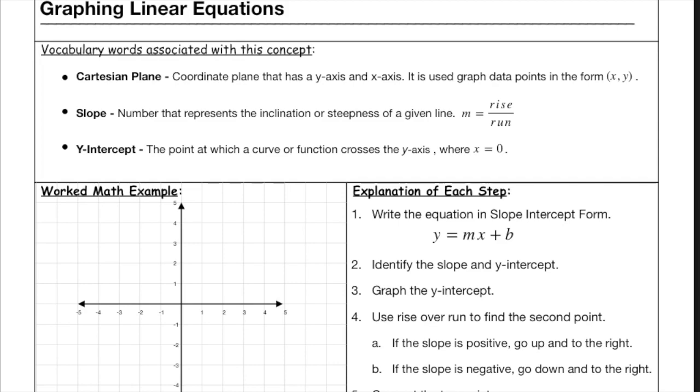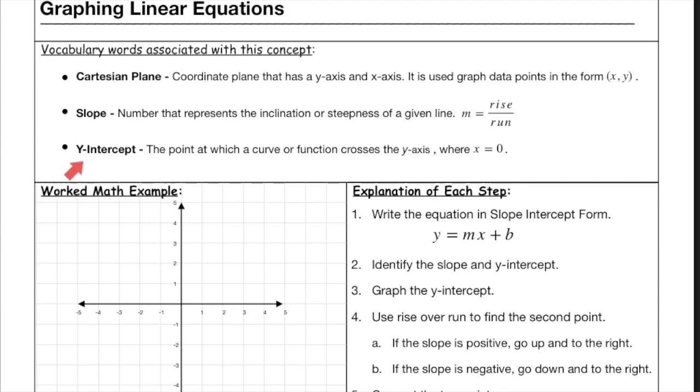We also have the slope. The slope is going to be a number that represents the inclination or the steepness, and that's going to be measured with m equals rise over run. Rise is how much it goes up or down, and run is how much it moves to the right.